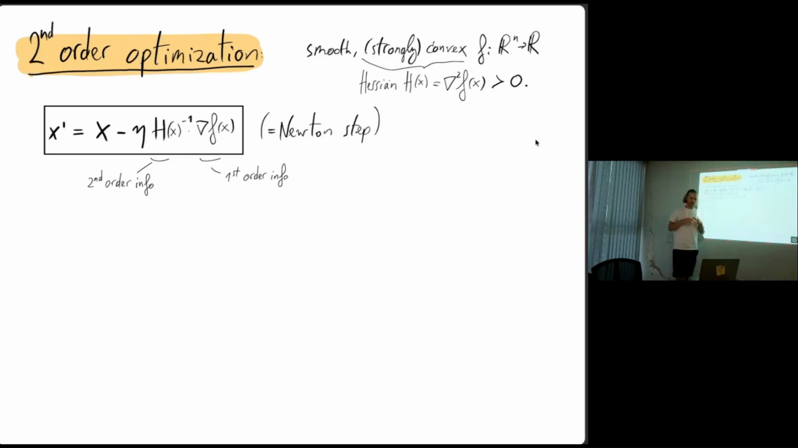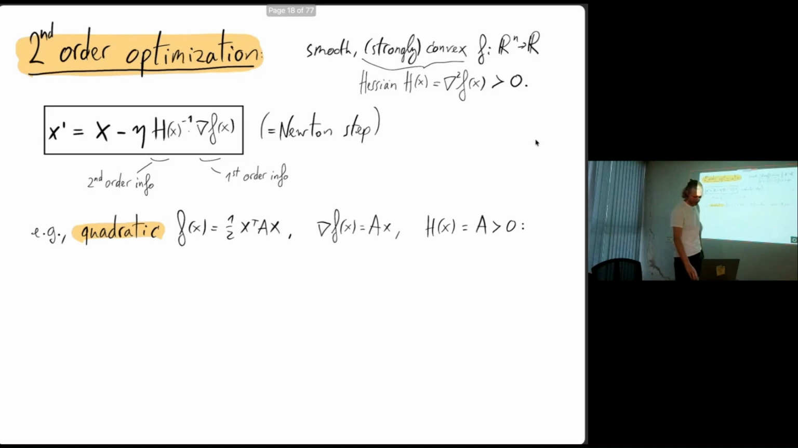You could say that gradient descent looks at the first order approximation of your function, and based on that, it decides where to go. This looks at the second order approximation, and that's the best guess that you have. And then again, there's a step size here. It's the inverse of the Hessian. That's right. Yeah. So let's see why this makes a lot of sense.